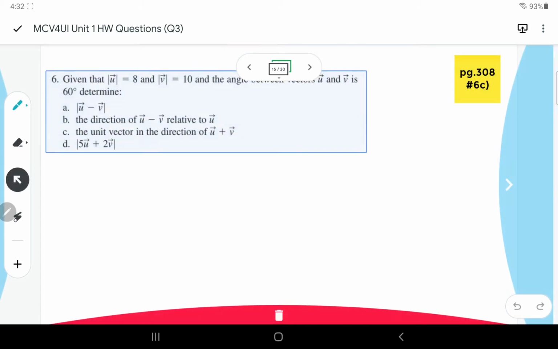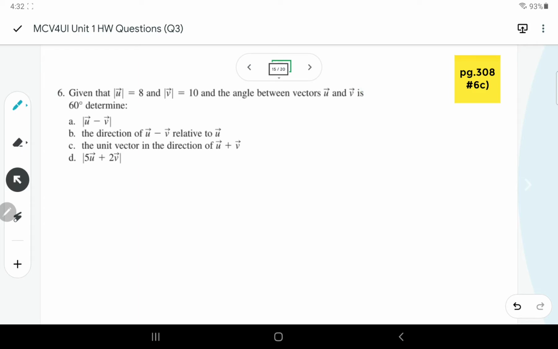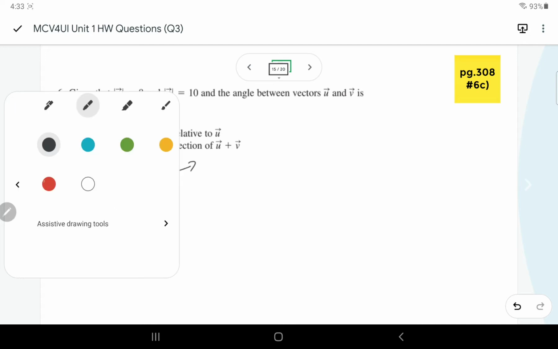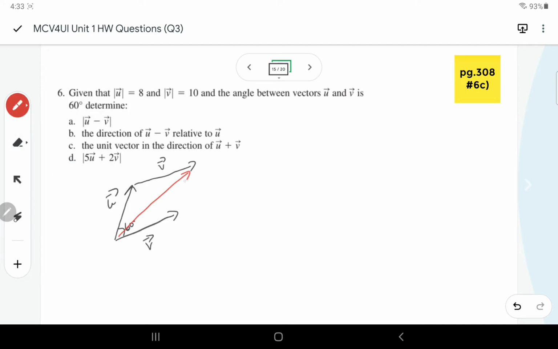Next one, number 6c. So this says, given the magnitude of u is 8 and the magnitude of v is 10 and the angle between them is 60 degrees, this is asking us for c, and that's the unit vector in the direction of u plus v. So there's u, there's v, and it's a 60-degree angle between them. One magnitude's 8 and one is 10. So I'm going to figure out where u plus v goes, or more in particular what its magnitude is. So that's that resultant vector.